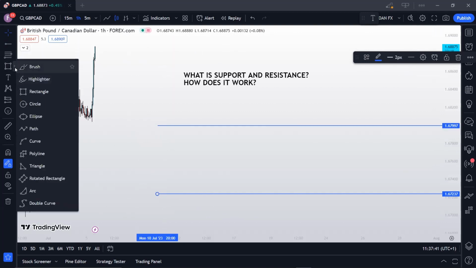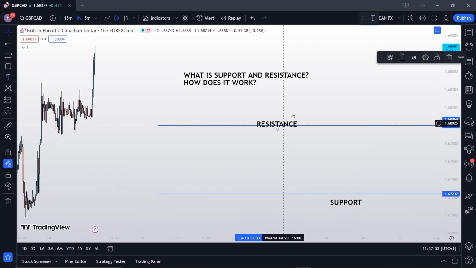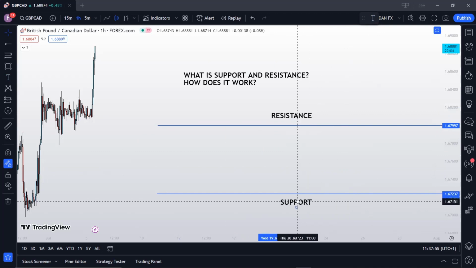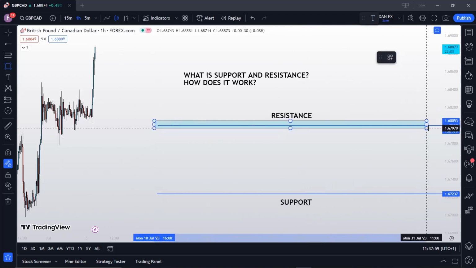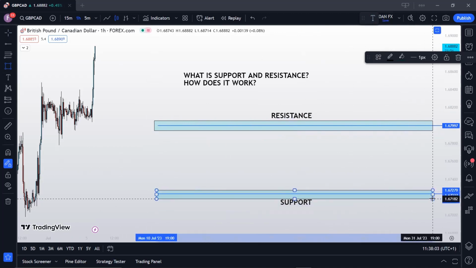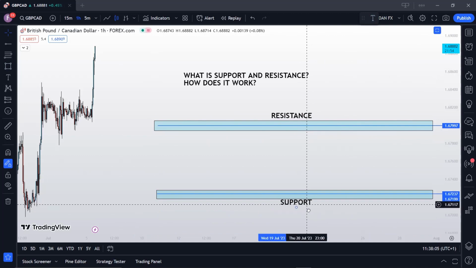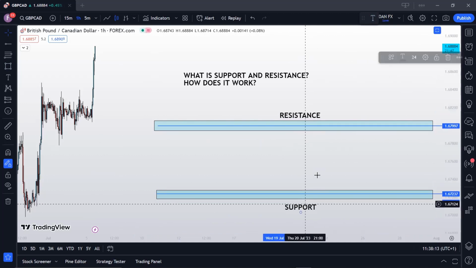Now, the one at the top is called resistance, and the one at the bottom is called support. So what this basically means is when you have a line like this, or a zone like this, a box like this, it's not always an exact line. So when you have something like this, the one at the top is called resistance and the one on the bottom is called support.